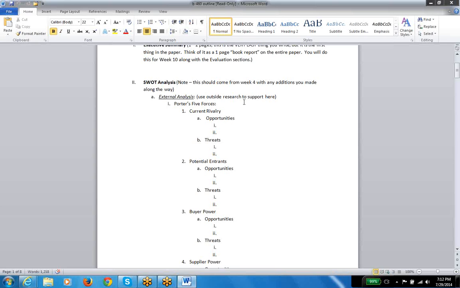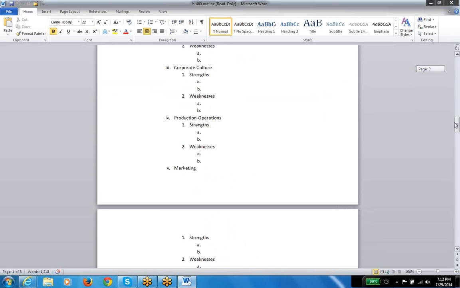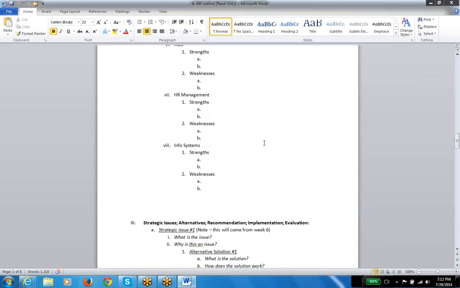So the SWOT is what you have for week 4, the external, every single one of these. Now, well, we'll come back to that. But everything in the SWOT is going to need to be completed for week 4. Okay, the external and the internal. And then you will stop. Then you get a break. You get a week to rest.